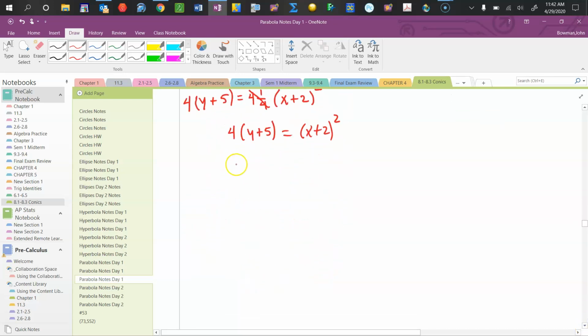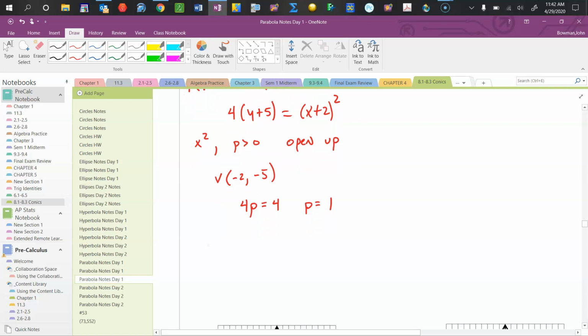And we can tell a lot from there. For example, we see that p is greater than 0 and the x term is squared, so we know that this opens up. We know that the vertex has coordinates (-2, -5). We know that the value of 4p is equal to 4, so p is equal to 1.